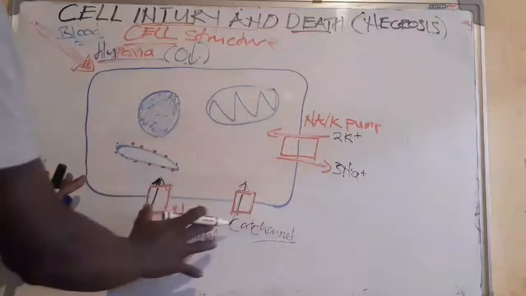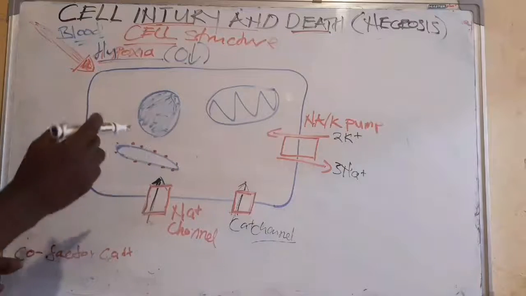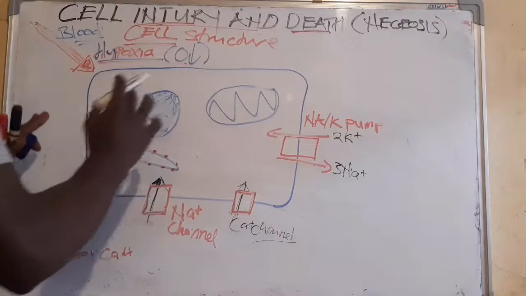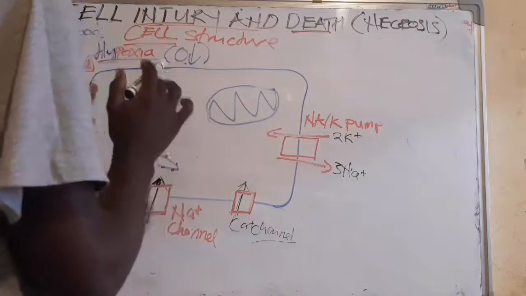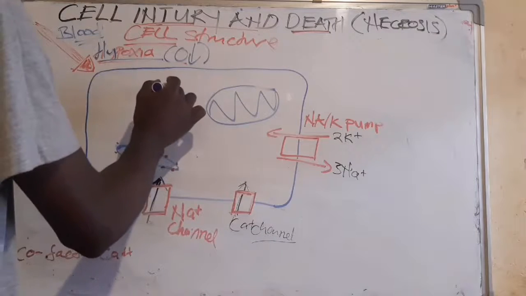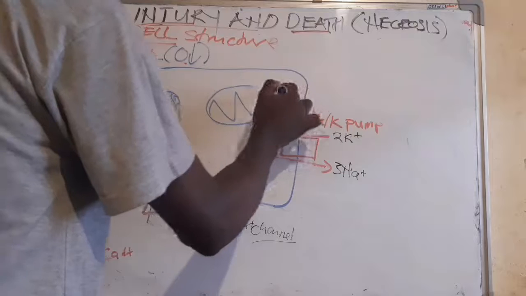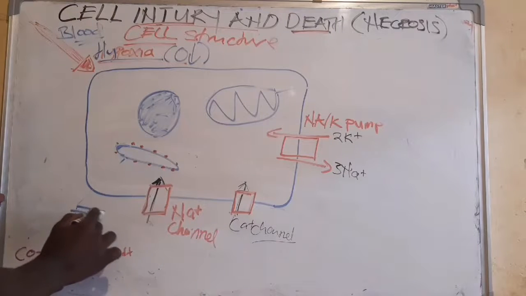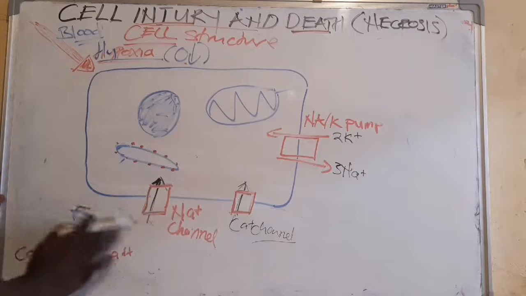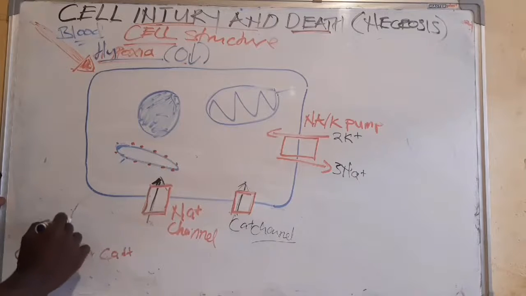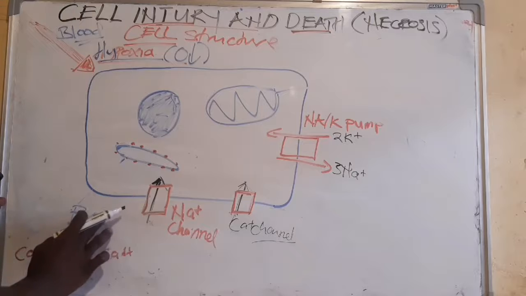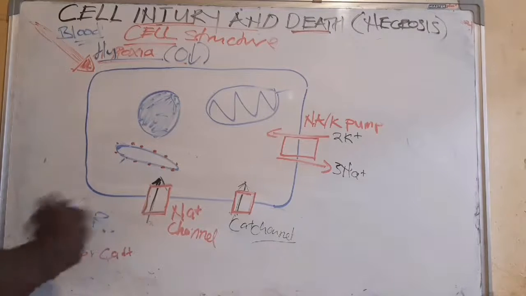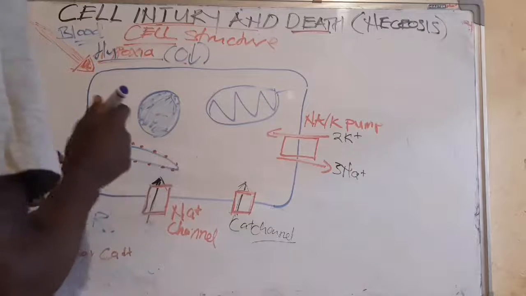This is the normal cell. I've just depicted the organelles that we will consider that contribute to cell injury and death. This is the nucleus, this is the mitochondria, and this is the rough endoplasmic reticulum, which is the endoplasmic reticulum with the ribosomes attached to it.